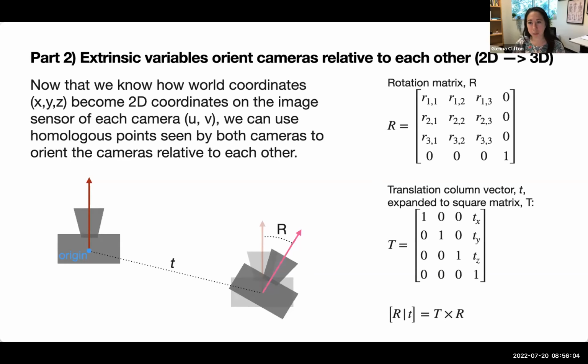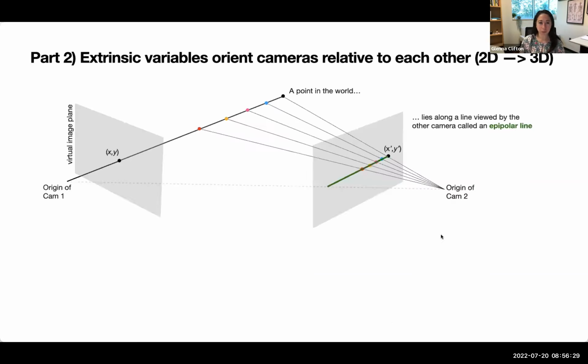Again, this information is basically here for your reference. I'm not going to go through it too much, but the main things that we need to know is how the cameras are rotated and translated with respect to each other. So generally we think of this as a rotation matrix that is 3 by 3, but expanded to 4 by 4, and then also a translation column vector X, Y, and Z, but expanded to a square matrix so that you can take the cross product of the two matrices.